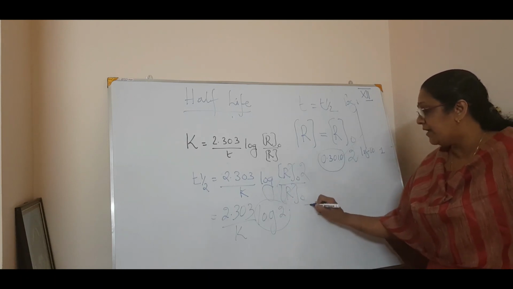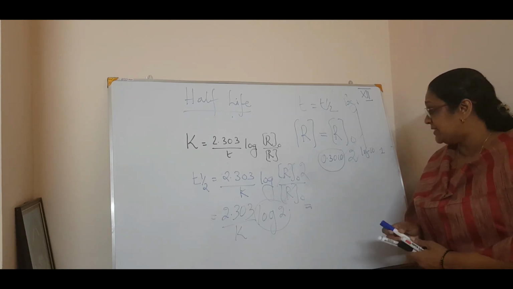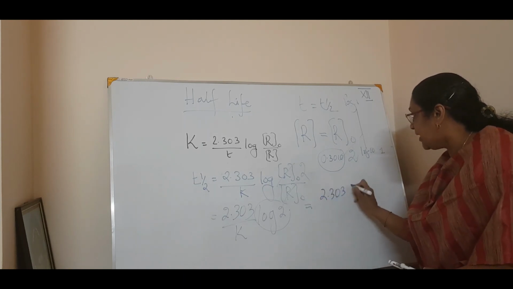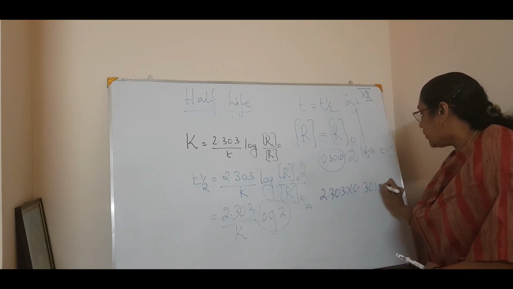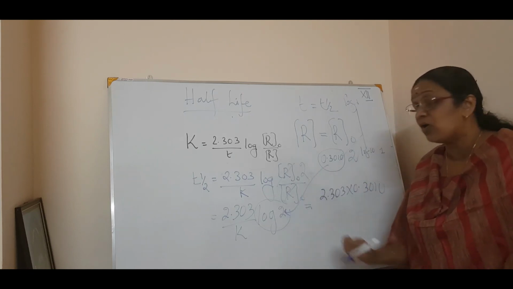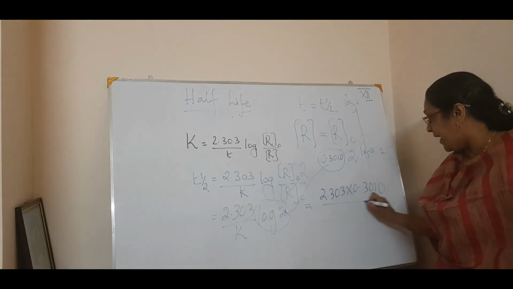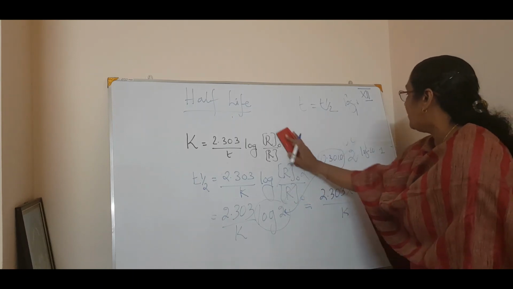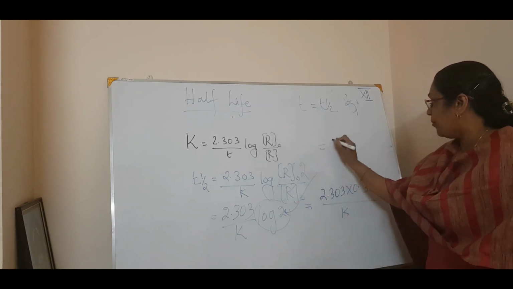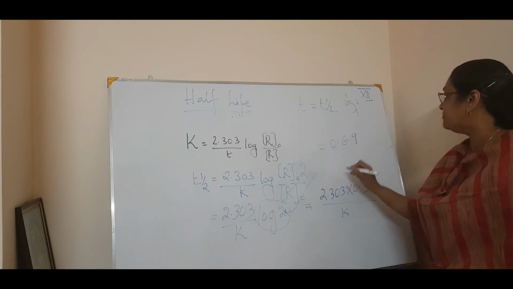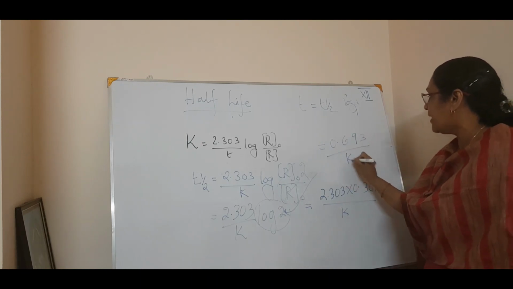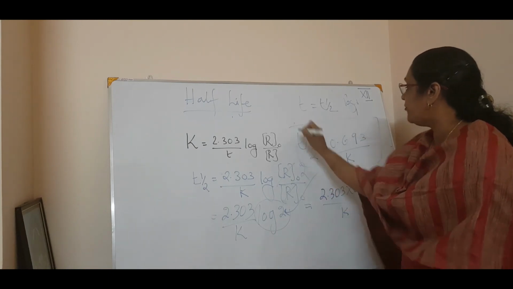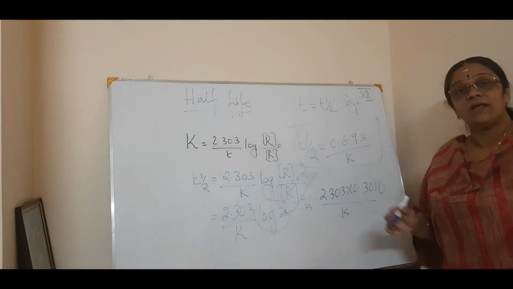So just put the value of log 2 in this. That is equal to 2.303 into 0.3010, which is log 2, by K. So that will become 0.693 by K. So this is the equation for the half-life period of a first order reaction.